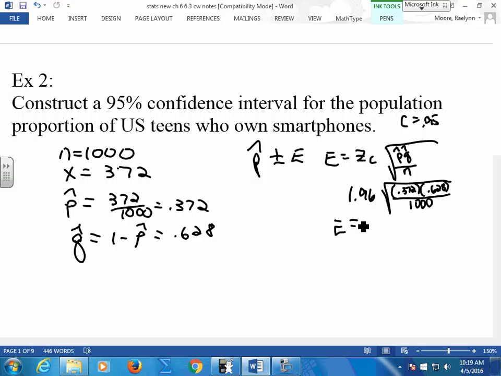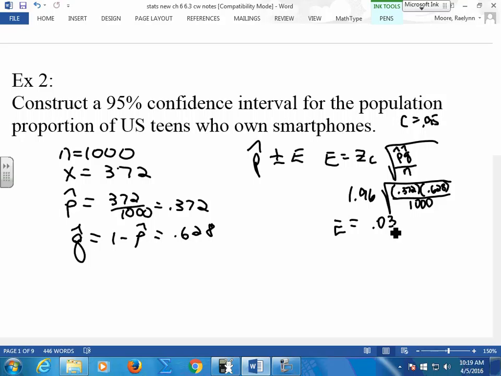So what did we get? Good. 0.03. Now these are all proportions, right? So shouldn't I be looking at decimals? I should be looking at decimals. If I move this over, 3%. If I move this over, 37%.